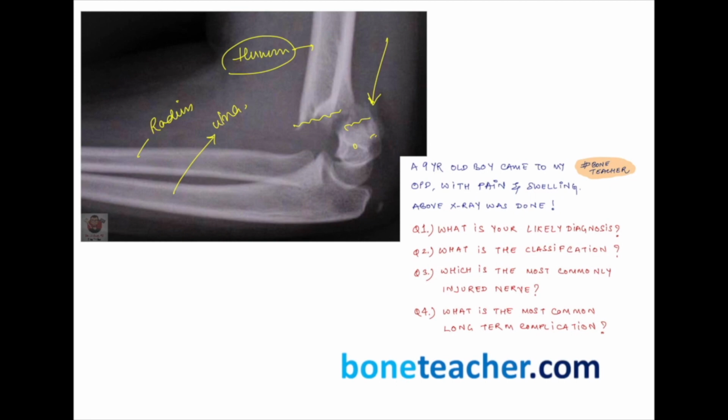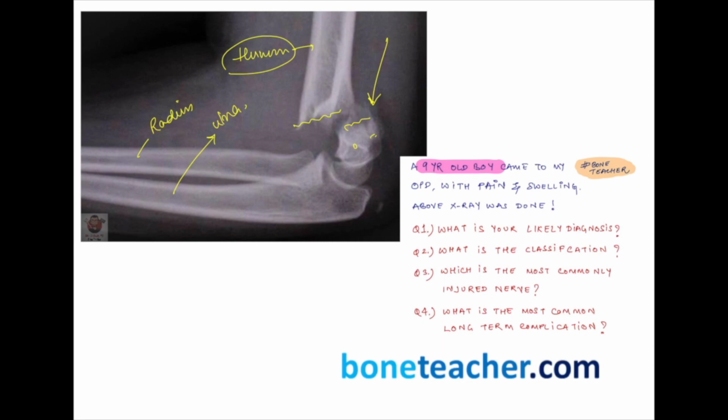So the question clearly mentions here that a 9-year-old boy came to my OPD with pain and swelling. Above X-ray was done. So now strategically, this question does not mention that it is an elbow, so that you have to identify the anatomy of the X-ray over here. So it's an elbow obviously.